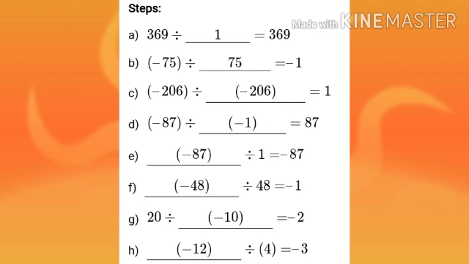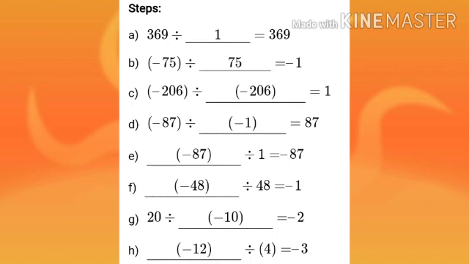Subdivision C. Minus 206 divided by dash to get 1. If we divide the same integer, we get the number as 1. Minus 206 divided by minus 206, the 206 gets cancelled, which is equal to 1. Minus into minus is plus. Therefore, the solution is minus 206. Then for subdivision D, minus 87 divided by dash to get 87. 87 divided by 1 is 87. Minus into minus is plus. Correct. Therefore, the solution is 87.